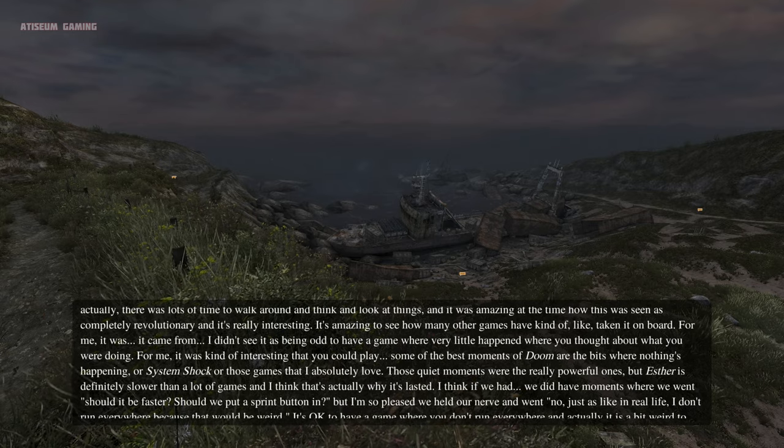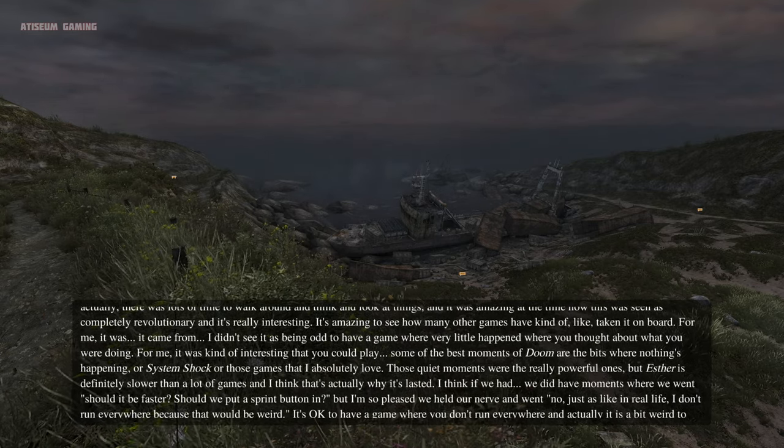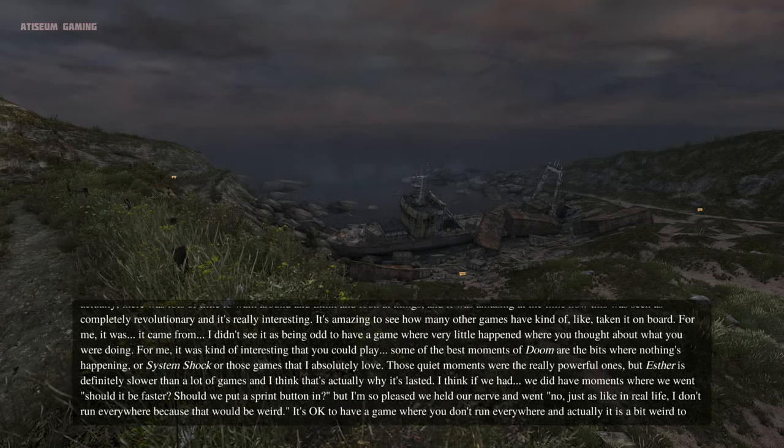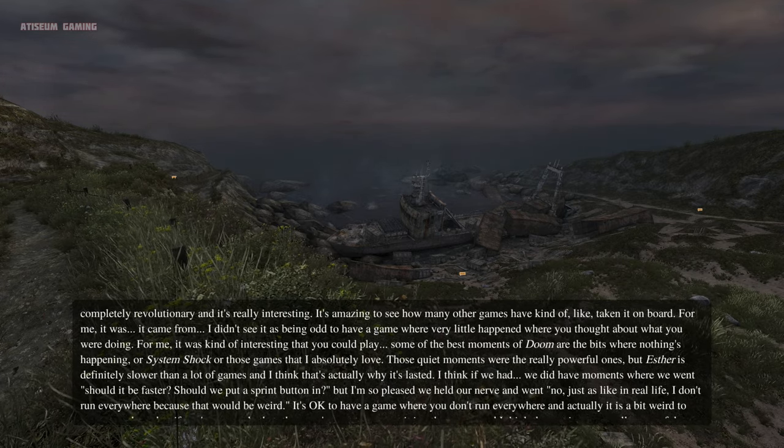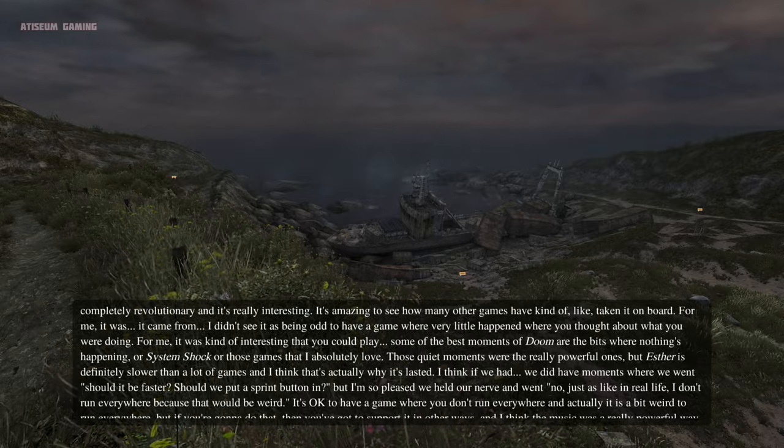For me, I didn't see it as being odd to have a game where very little happened, where you thought about what you were doing. For me, it was interesting that some of the best moments in Doom are the bits where nothing's happening and you're just doing it, or System Shock, or those games that I absolutely love.